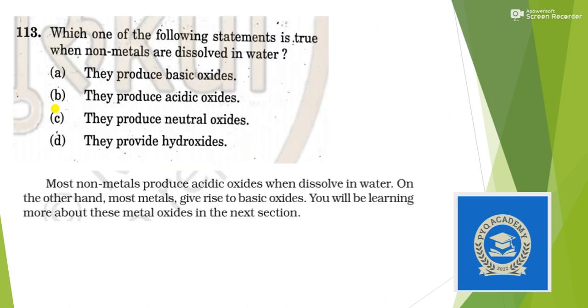Next question. Which one of the following statements is true when non-metals are dissolved in water? You can see here again a statement directly from NCERT. Most non-metals produce acidic oxides when dissolved in water. So it is acidic oxide, option B. The chapter is metals and non-metals.